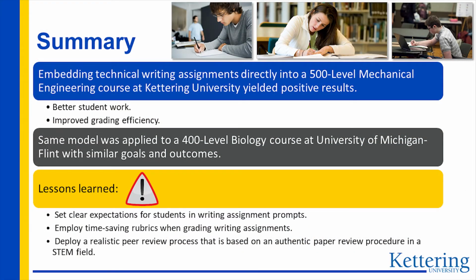So lessons learned, first of all, set clear expectations for students in writing assignment prompts, or frankly any prompt, to get around the problem of the history of the shock absorber and bizarre results like that. Employ time-saving rubrics when grading writing assignments. That's been working out well. And we want to really deploy a realistic peer review process that is based on an authentic paper review procedure in a STEM field.